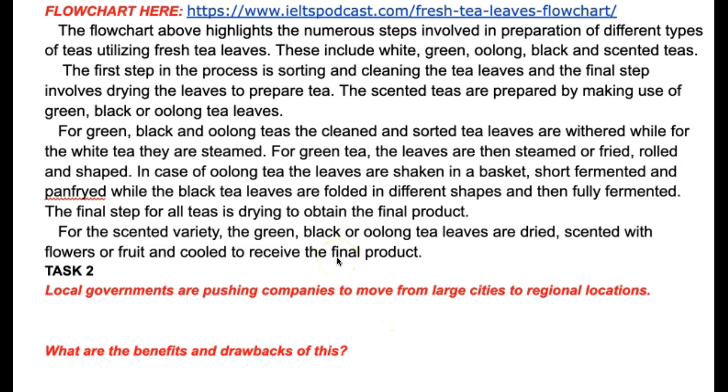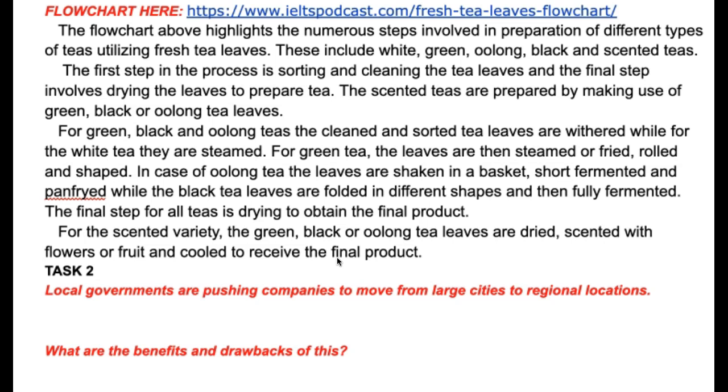So the flowchart above highlights the numerous steps involved in preparation of different types of teas utilizing fresh tea leaves. Excellent. These include white, green, oolong, black, and scented teas. The first step in the process is sorting and cleaning the tea leaves, and the final step involves drying the leaves to prepare the tea. Fantastic step. The scented teas are prepared by making use of green, black, or oolong tea leaves.